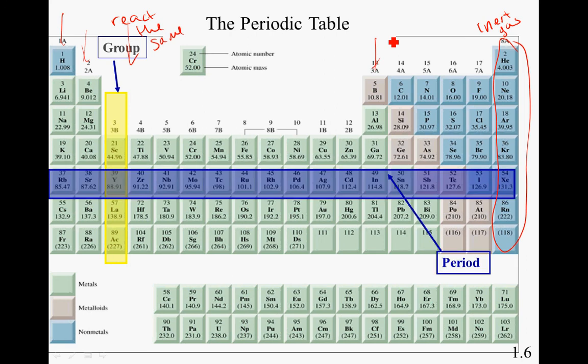Horizontal rows are called periods. That has to do with how far away the electrons are from the middle of the atom, and that's beyond the scope of this particular lesson. So this is dealing more with the size. In each of the boxes, you'll notice that there's an atomic number. That's telling us the number of protons. And there's an atomic mass. That's the average weight.